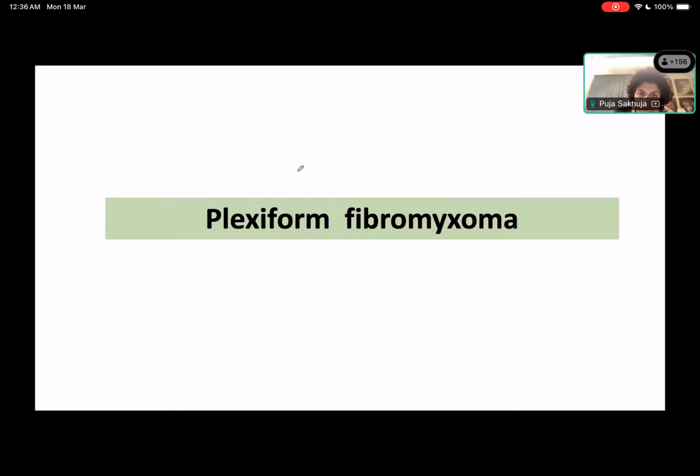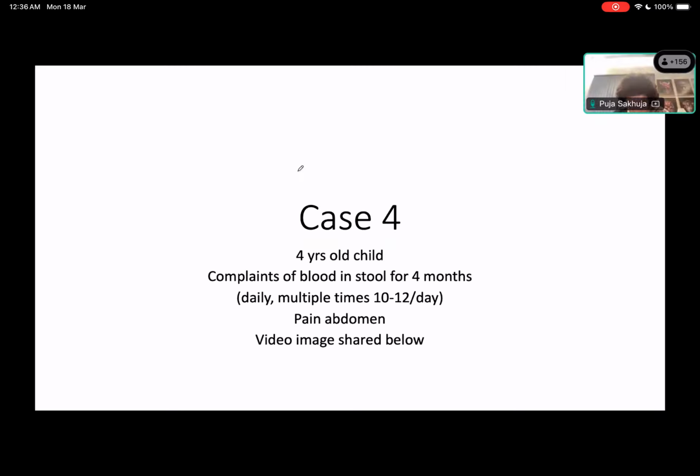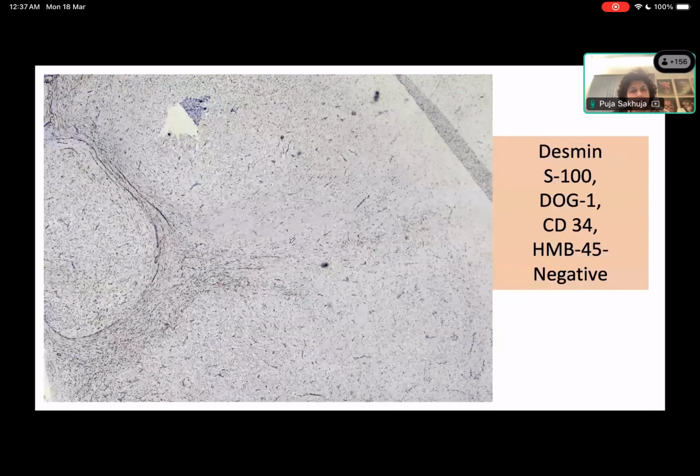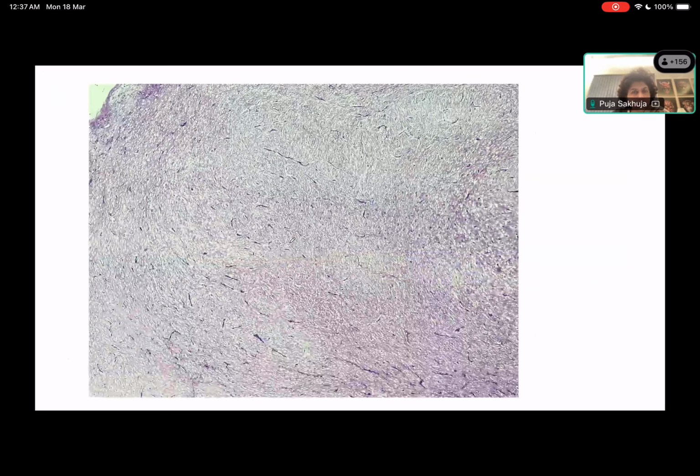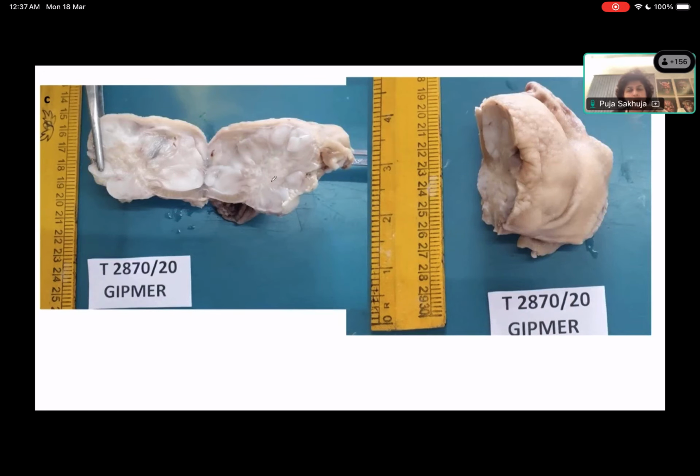Okay, so this is case number 4 with a 4-year-old child. In case 3, we'll just go back for a minute. I'll just show you the gross appearance of this, which again is very characteristic. What is characteristic about this gross appearance, and how is it different from that of a GIST or a leiomyoma?